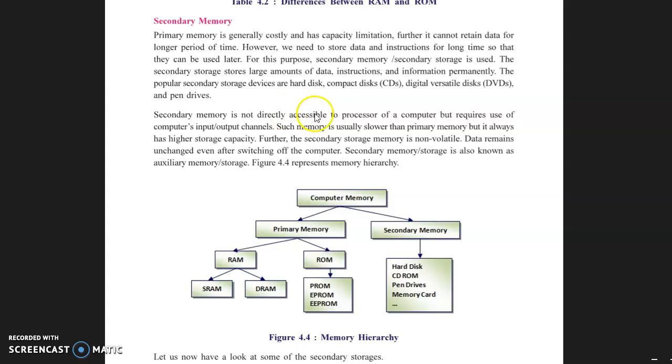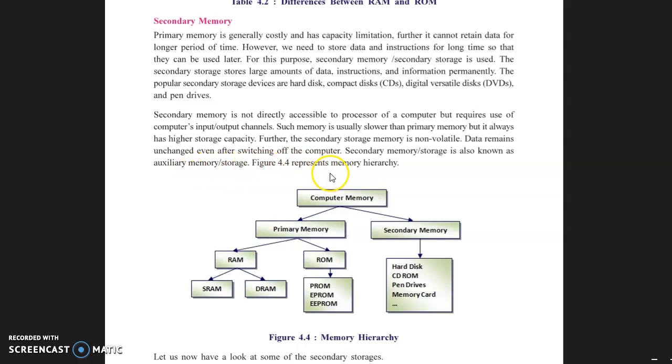Secondary memory is not directly accessible to the processor of the computer but requires the use of the computer's inbuilt input-output channels. Such memory is usually slower than primary memory, but it always has higher storage capacity. Further, secondary storage is non-volatile; data remains unchanged even after switching off the computer. Secondary storage is also known as auxiliary memory.